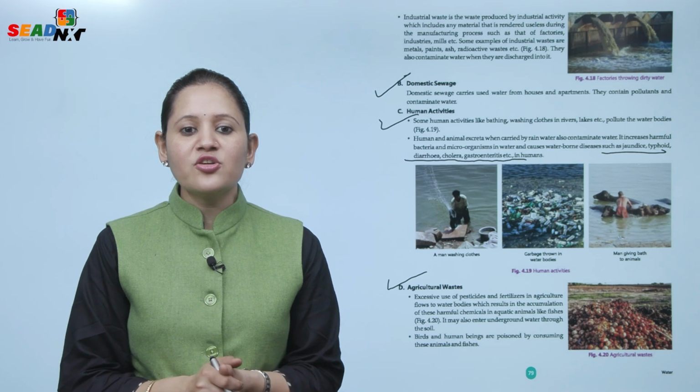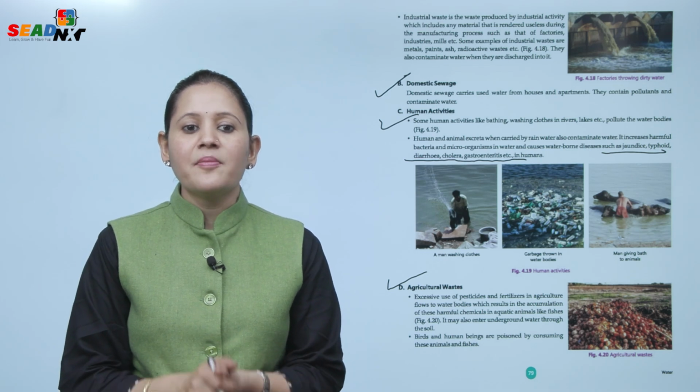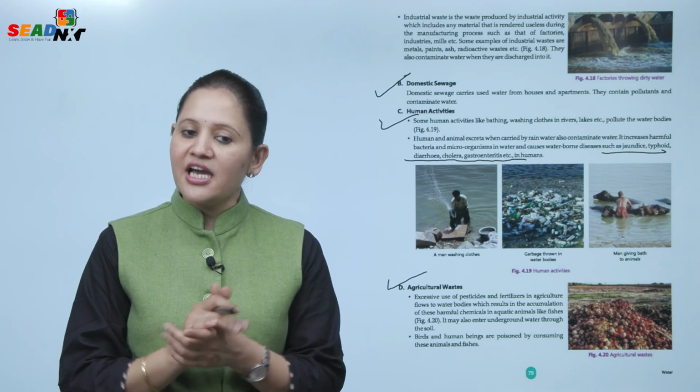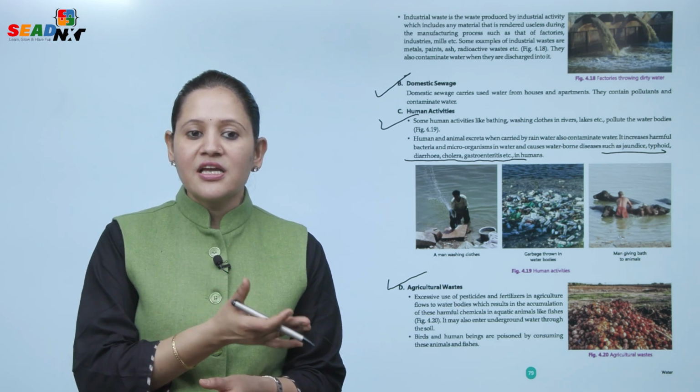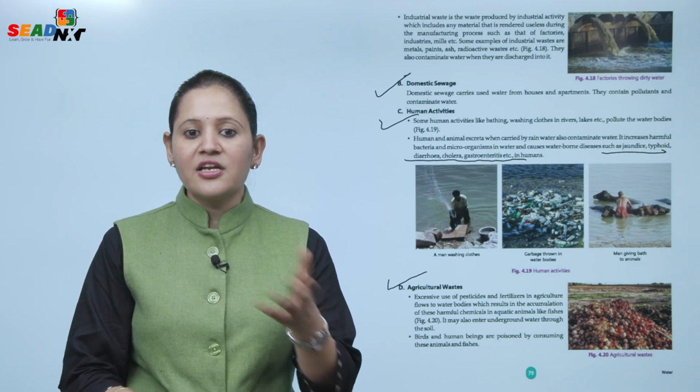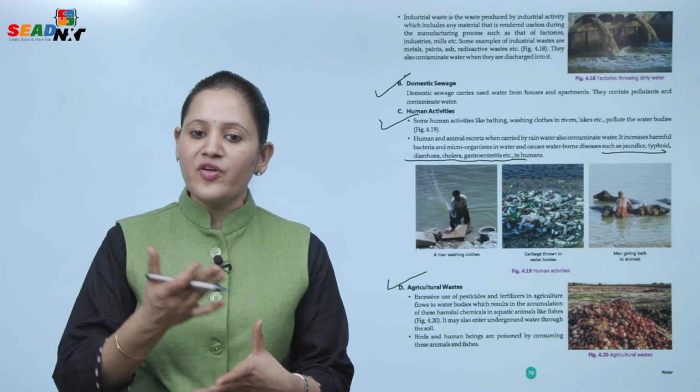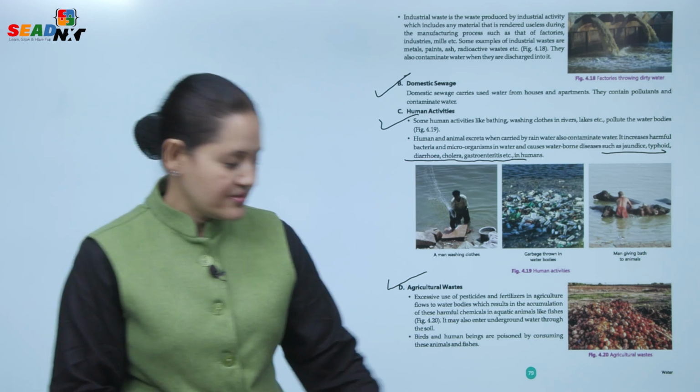Next, birds and human beings are poisoned by consuming these animals and fishes. When birds and human beings consume these aquatic animals, they get poisoned, and it is harmful to them also.